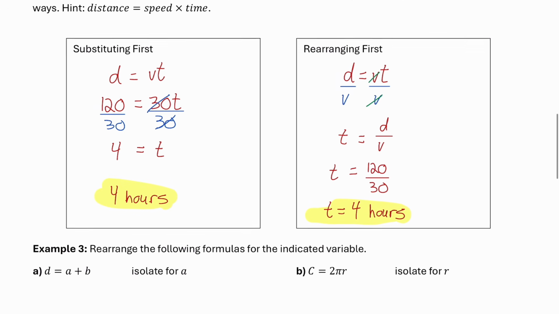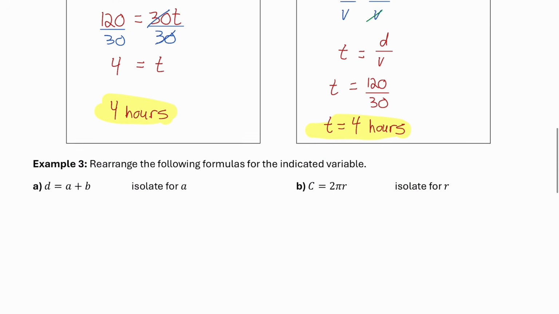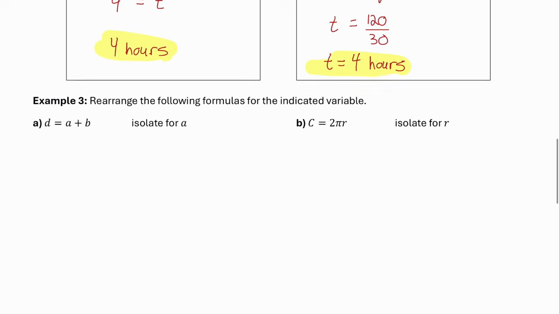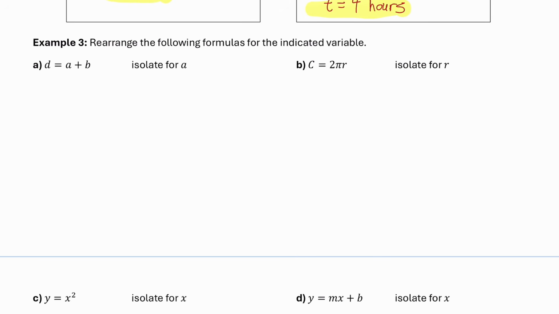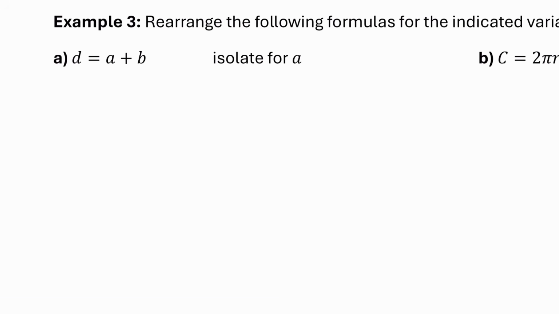So let's go ahead to example 3, and let's just practice rearranging formulas to isolate for the indicated variable. If we look at part A, we have d equals a plus b. In that version of the formula, d is isolated, but the question tells us to rearrange it to isolate for a. So we want a to be by itself. Right now, b is being added to it. So let me rewrite the formula. And now to isolate this a, right now b is being added to it.